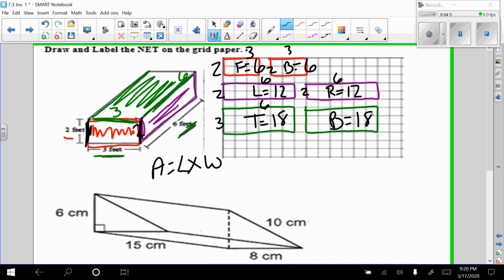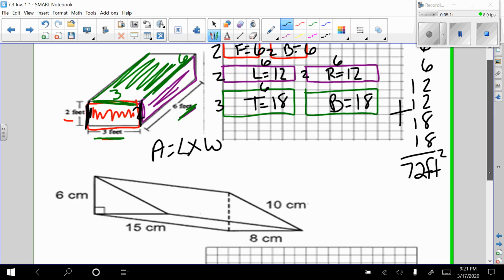If I do each piece separately, then to find the surface area, you want to add all of those pieces together. So if I take 6, 6, 12, 12, 18, and 18, and I add them all up, I'm going to come up with 72 feet squared, because it's area still. That is the surface area, or how much wrapping paper I would need.